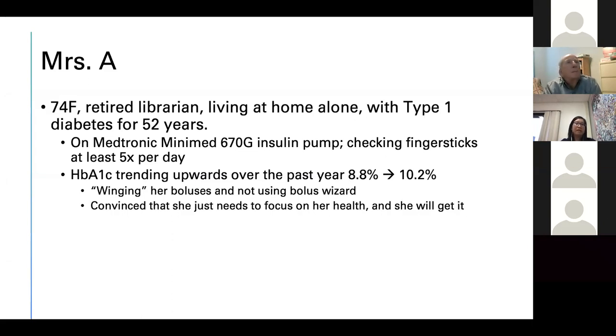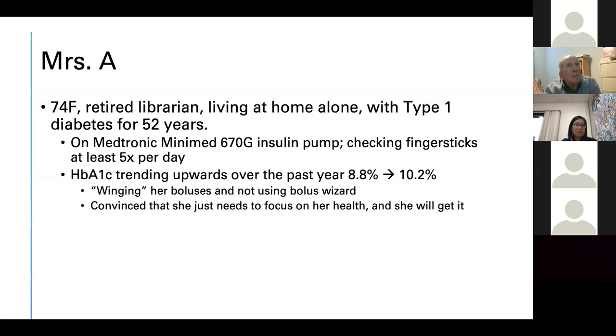She was a retired librarian living at home alone, and she had type 1 diabetes for 52 years. She was on a Medtronic MiniMed 670G insulin pump. She was checking her finger sticks at least 5 times per day. And over the past year, her hemoglobin A1C had been trending upwards from 8.8% to 10.2%.